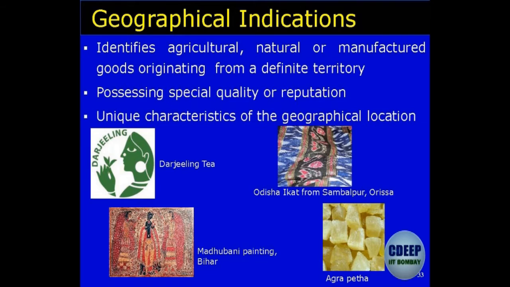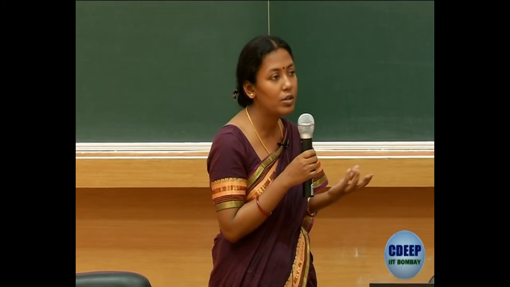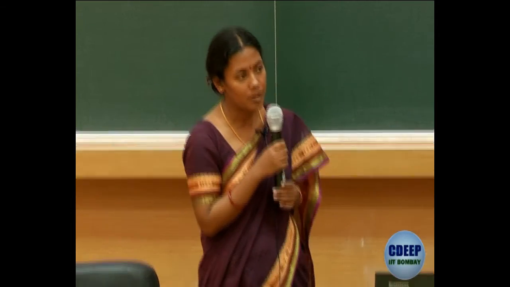Geographical indications are offered for some agricultural, natural or manufactured goods. The quality of that particular product is attributable to the particular climatic condition of a geographical location. For India, the first GI registered was Darjeeling tea. It is a symbol, of course a trademark symbol of Darjeeling tea, and you cannot grow tea outside Darjeeling and claim that it is Darjeeling tea. No, it is not possible.